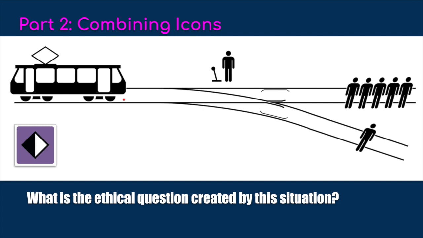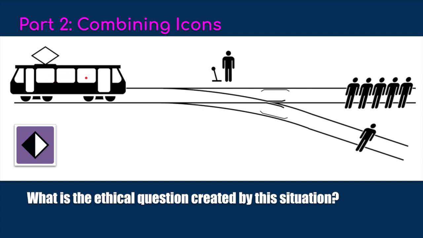Okay, this brings us to part 2, which is combining icons. What we're going to look at is a philosophical problem known as the trolley problem, and we're going to look at it through the lens of ethics as our first icon. So the trolley problem, if you've seen The Good Place or you've taken an intro-level moral philosophy class in college, is essentially this.